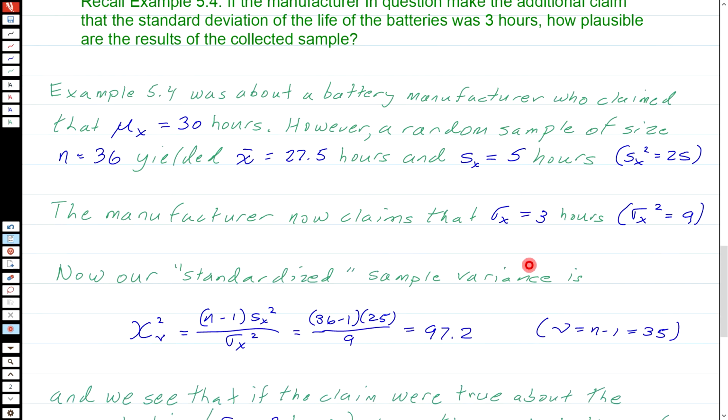The manufacturer claims that sigma x is 3 hours, which is sigma x squared equals 9. So now our standardization, chi-squared with the number of degrees of freedom equal to 36 minus 1, which is 35, is n minus 1 times s x squared over sigma x squared. Here we put the claimed variance, 9, and s x squared is 25, n is 36, so plug in the numbers and we get 97.2 here.